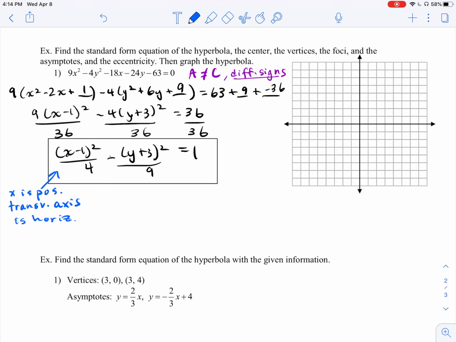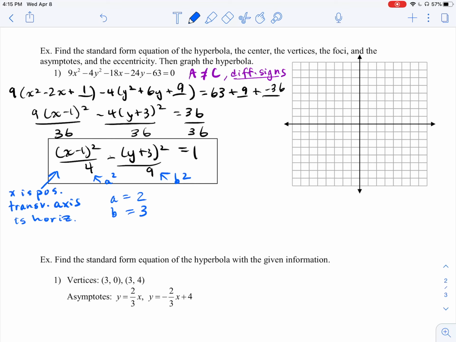Right? And ask yourself, what does that mean about which way my branches are going to be opening? If my transverse axis is horizontal, my branches are opening left and right. And then that tells me that this has to now be my a squared term, and 9 here has to be my b squared term. So if a squared and b squared are known, that means we can write a is then 2, b is the square root of 9, which is 3.